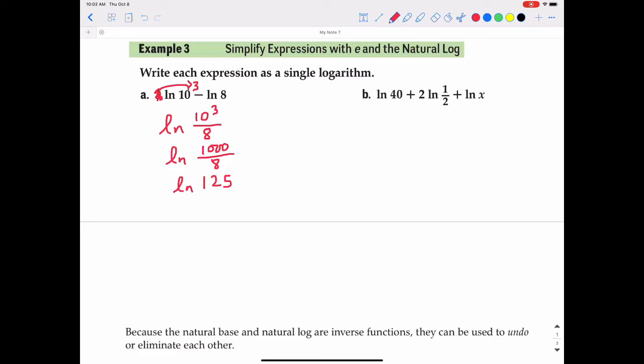Part B, everything is addition there. So we're going to rewrite this using a series of multiplication. There is a 2 in front of the ln in the second part of the expression. So I'll go ahead and move that back to the exponent that it originally was. So as a single log, this would be ln of 40 times 1/2 squared times x. And when I simplify, 40 times 1/2 times 1/2 is 10x. So all of that could be simplified to the single natural log ln of 10x.